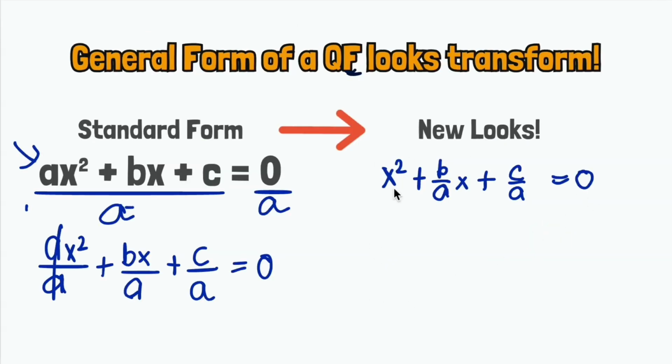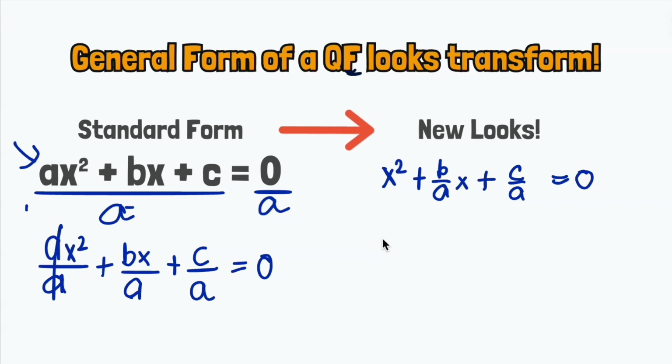Ito na yung new look ng standard form kanina. As you can see, parang familiar itong B over A na to. Kanina, yung B over A natin is our sum of roots, pero you use the negative sign. Yung C over A natin, that is the product of the two roots. Okay, so we have this particular given.